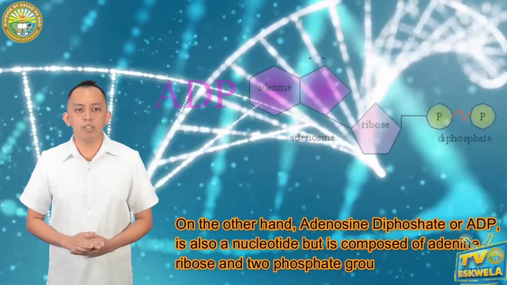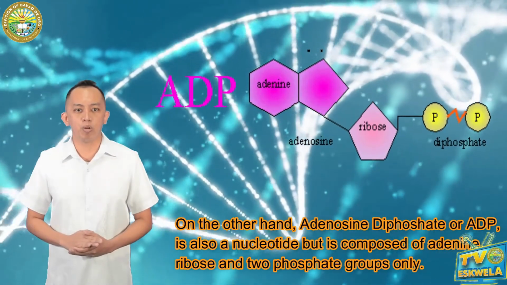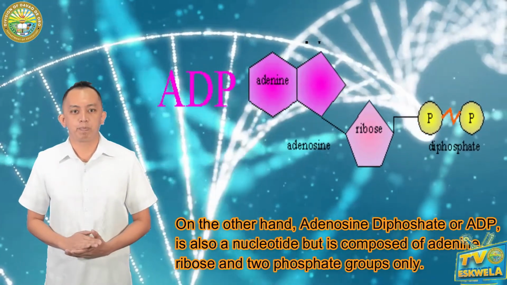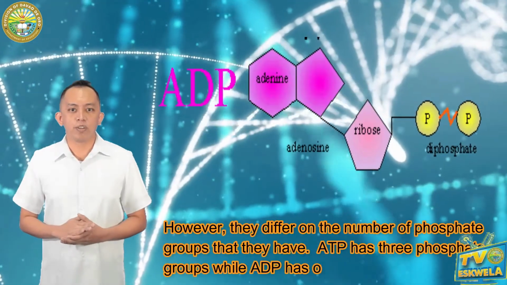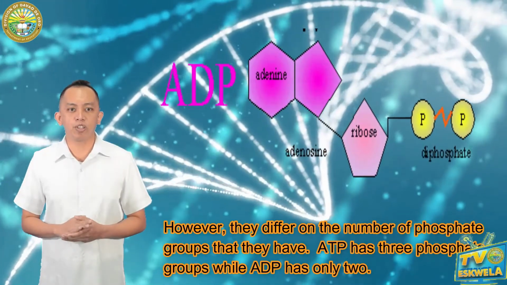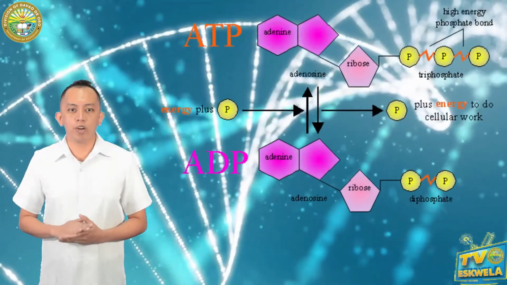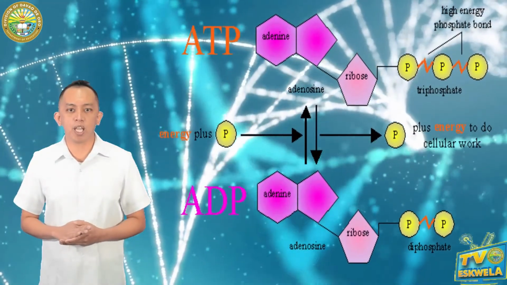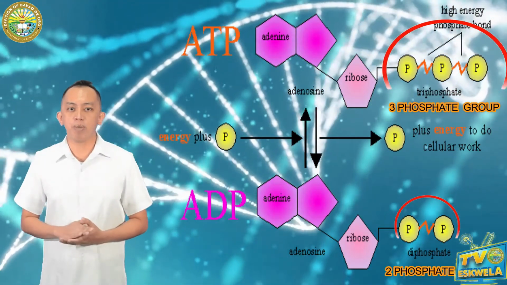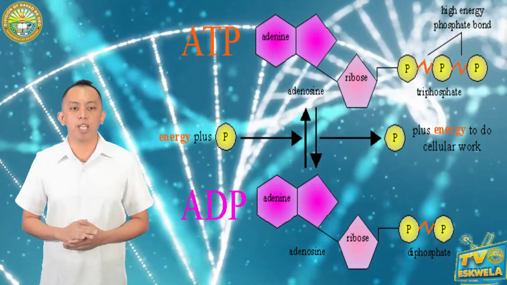On the other hand, adenosine diphosphate or ADP is also a nucleotide but is composed of adenine, ribose, and two phosphate groups only. However, they differ in the number of phosphate groups that they have. ATP has three phosphate groups while ADP has only two. Let's look at the difference in the structure of ATP and ADP as shown. Now that we have an idea of what ATP is, let's try to know how organisms get energy from ATP.